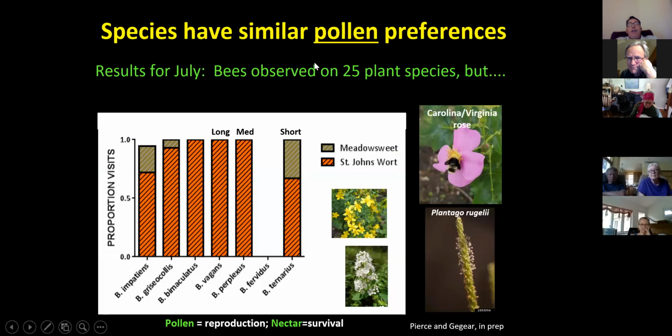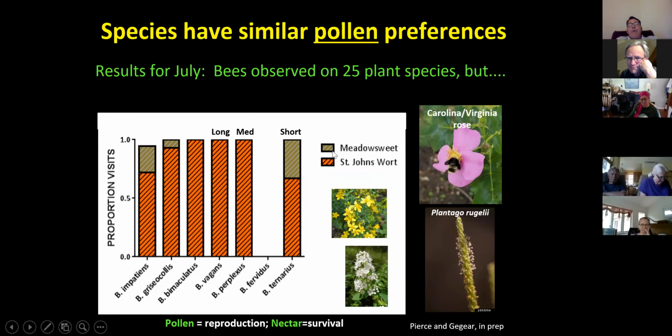If we look at pollen, this was the most shocking thing to come out of the work, I think. If we look at bees actively collecting pollen, we see that they are only actively collecting pollen from a couple of species, St. John's wort and meadowsweet. And all of the species seem to be favoring the same thing. So what this tells us is there's something about the pollen that is really good for them. We're going to figure out, again, it's the chemistry, we're going to figure that out. But that they are using plants differently.